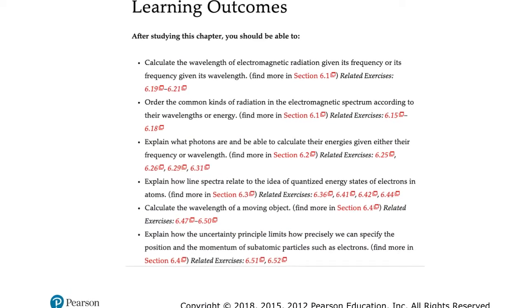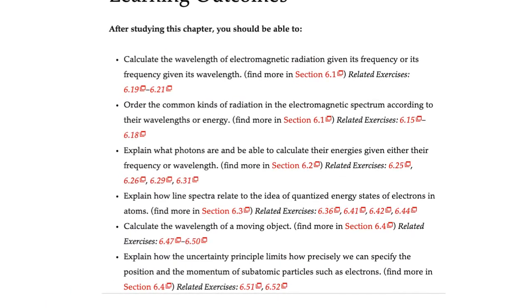So let's review the learning objectives for this chapter. We should be able to calculate wavelength of electromagnetic radiation given frequency, or frequency given wavelength, just using c = λν. That's our main idea here, being able to use the speed of light is equal to the wavelength times the frequency.